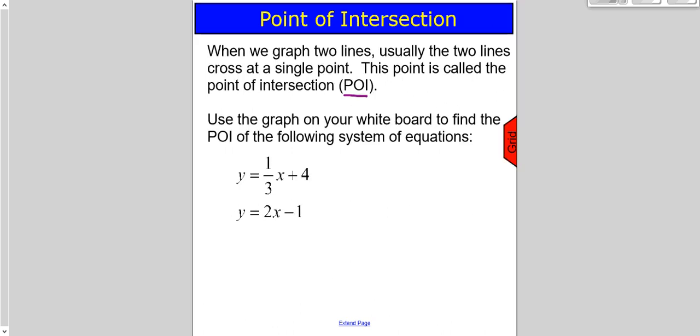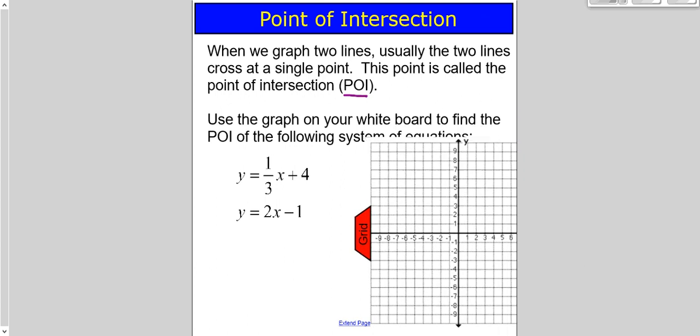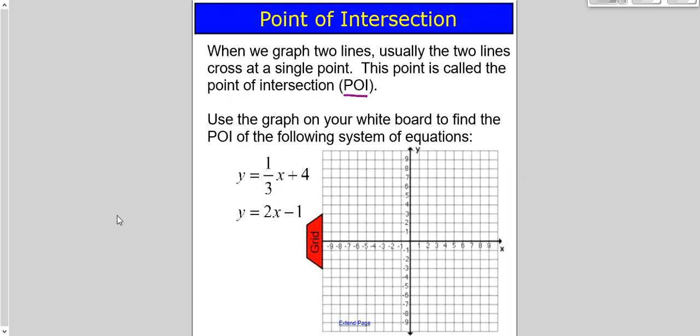So let me pull out my grid. Here we are right here, and you have your grid, and it's just a matter of doing some graphing. This is why we reminded ourselves how to graph. If I was going to graph this first equation, y equals 1/3 x plus 4, I'll call this equation 1. I know my slope is 1/3 and my y-intercept is at plus 4, so I'm going to go to plus 4 on my y-axis, and then I'm going to go up 1 and over 3. 1, 2, 3.